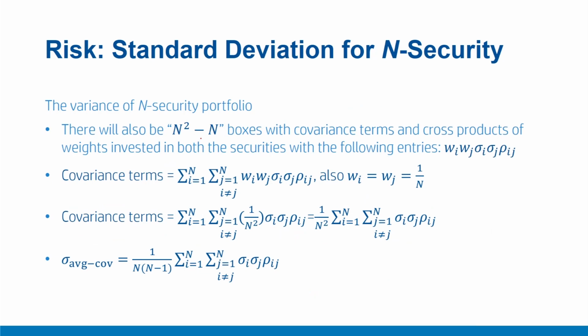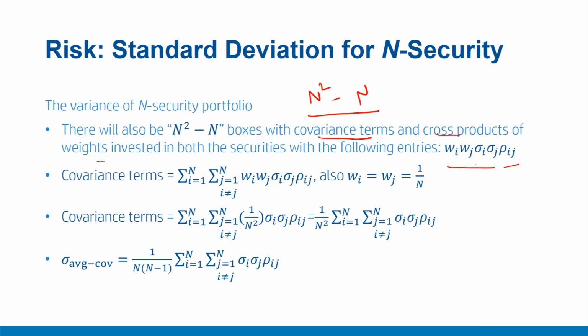Now let us focus on the off-diagonal boxes. As we noticed, there are a total of n square boxes and n are the diagonal boxes, so we are left with n square minus n off-diagonal boxes, which include covariance terms or the cross products of securities, including the weights invested in these securities. And the resulting term, we have already seen this, will appear something like wi wj sigma i sigma j into rho ij. So these are our off-diagonal terms.